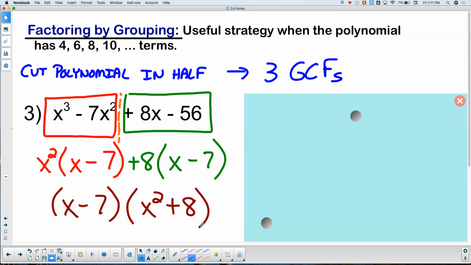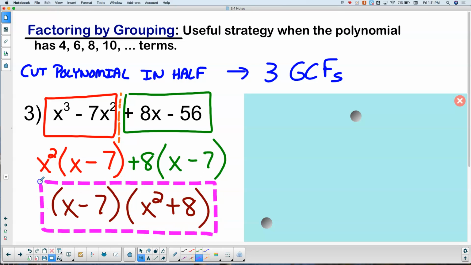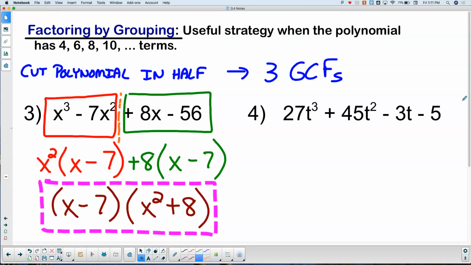Then I'm going to ask myself, can either of those two parts be factored? And in this case, it can't. Okay, but that's not necessarily true in all cases. So if I can't factor anymore, then this is my answer. Okay? Try that one.